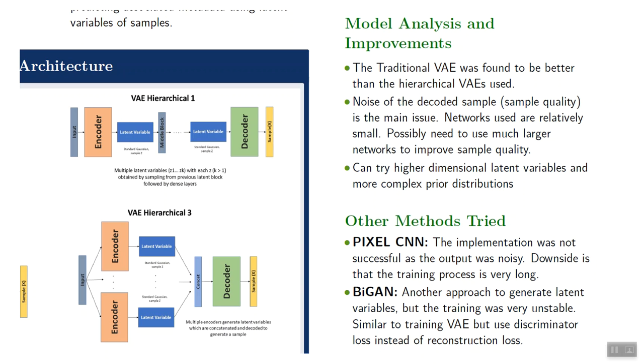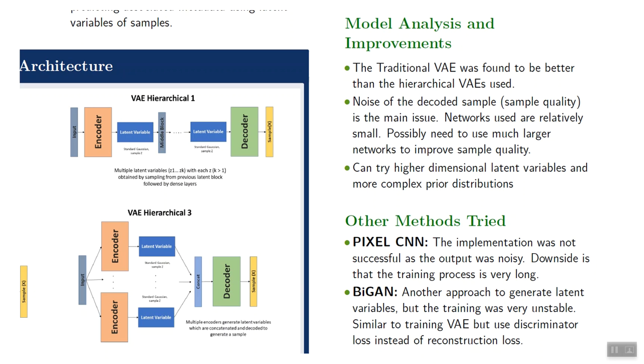We can also try latent variables of higher dimensions and more complex prior distributions and see if they help us capture the essence of the data that's used and allow us to generate samples of much higher quality.